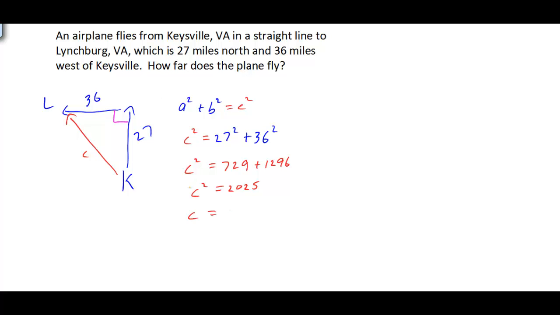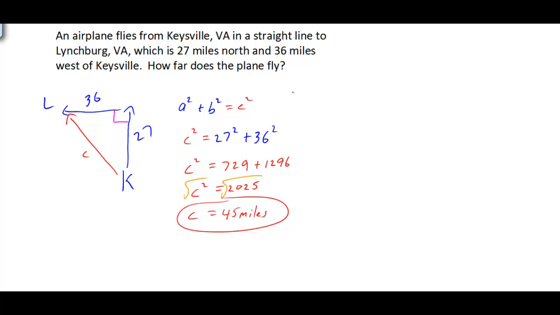And once again here, we have to take the square root, so we find c. So if we take the square root of both sides, and again, we're going to use a positive because we're talking about the distance, we would end up with 45 miles. So if we're going to fly from Keysville to Lynchburg, it's only going to be a 45-mile direct flight.